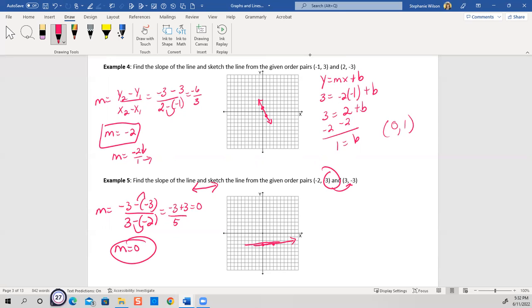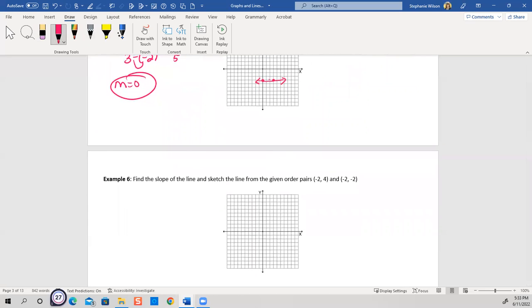Try to draw a straight line. I would encourage you to use a paper and pencil and a ruler, and this will help you. There's more than one way to plot these. I mean, we could have plotted and saw that it was horizontal.